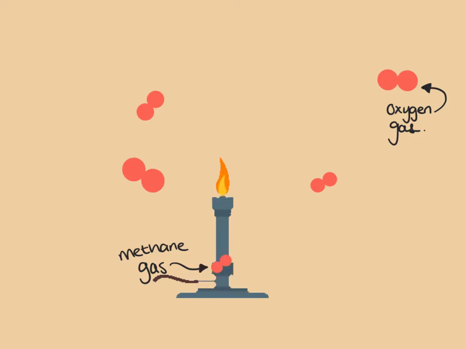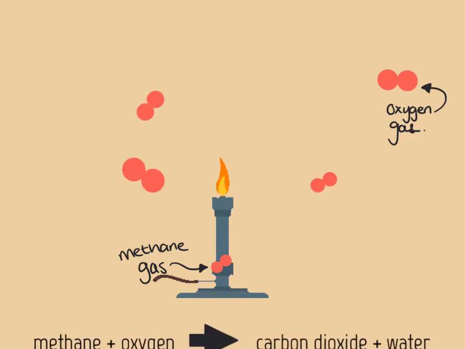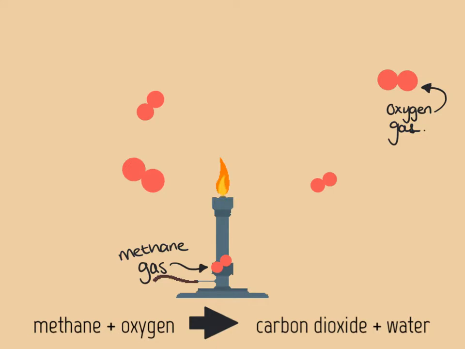The reaction taking place can be shown in a word equation like this. So we've got methane from the gas tap, reacting with oxygen from the air, which is entering the air hole of the Bunsen burner, and this is creating carbon dioxide and water, and the hot gases that are being created are seen as a flame. So this is hot gases leaving the top of the Bunsen burner.